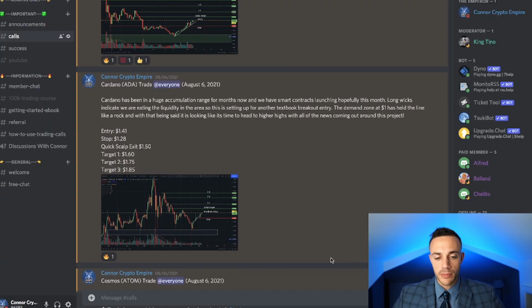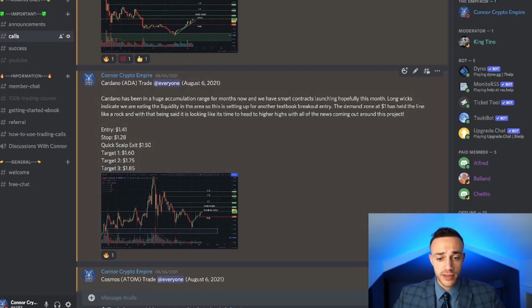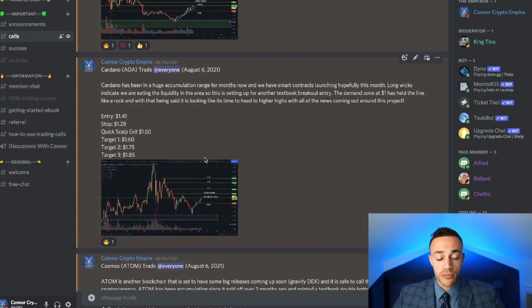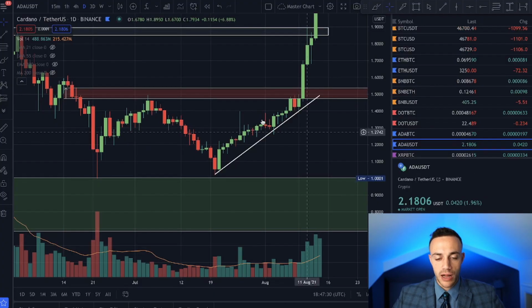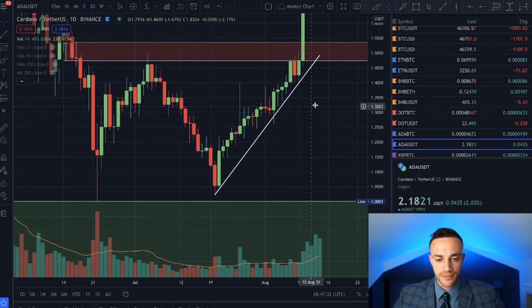I'll give you guys an example from the Crypto Empire Premium Discord group. I did post this trade on August 6th. I said Cardano has been in huge accumulation for months and it's most likely going to break out. So I did outline the trade as so with our entry down here at $1.41. And let me explain why I use $1.41 as the entry.